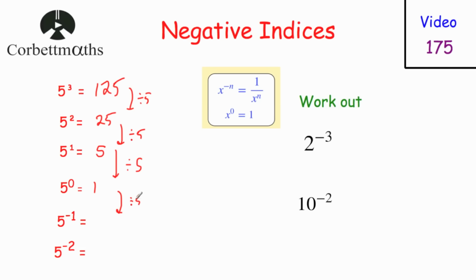5 again. So if we do 1 divided by 5, well that'd be 0.2, or we could just write it as a fraction, which is 1 over 5. If we want to get our next answer, we could divide by 5 again. Okay, so we do 1 over 5, or 5th divided by 5, so that'd be 1 over 25.